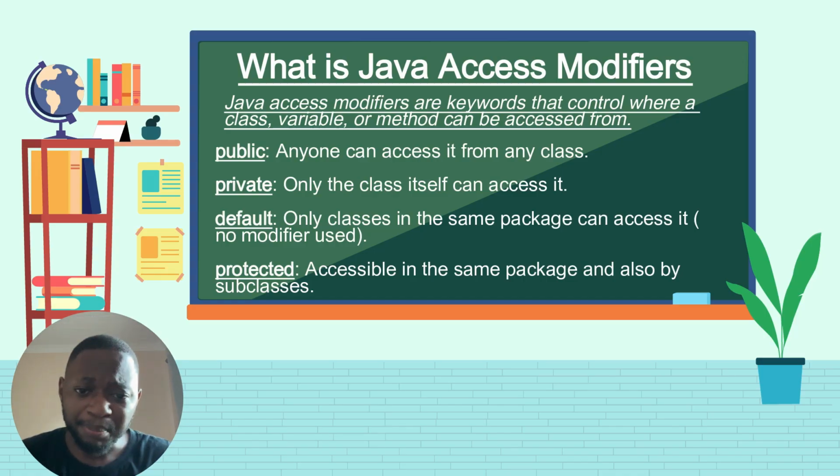The public modifier means that whatever has the public keyword in Java can be accessed from any package and any class, and whatever has the private keyword or modifier means that it can only be accessed within the class it is specified in. You can't access it outside the class, you can only access it inside the class itself. And you have your default access modifier.